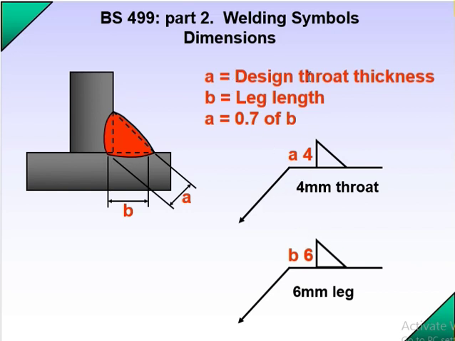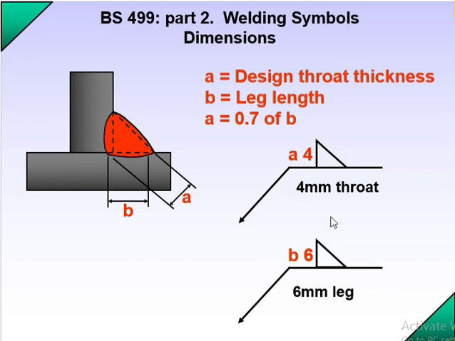A is the design throat thickness, and B, you can see from here to here, B is the leg length. Definitely from here to here this is the leg length. So what will be the calculation of A? A will be 0.7 of B, meaning 0.7 into this leg length. This is called the throat thickness. So if it is mentioned A4, you have to understand this throat thickness should be 4 mm.